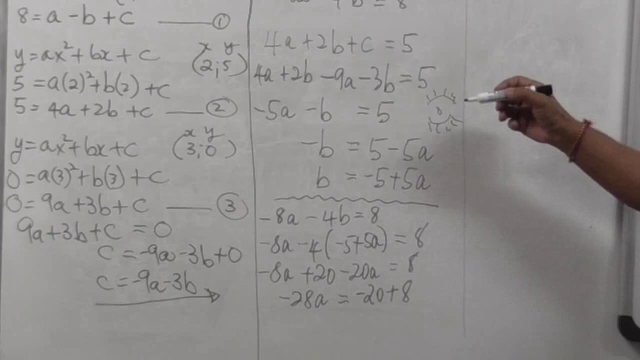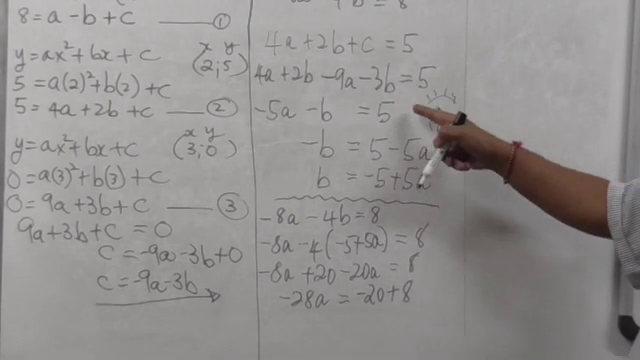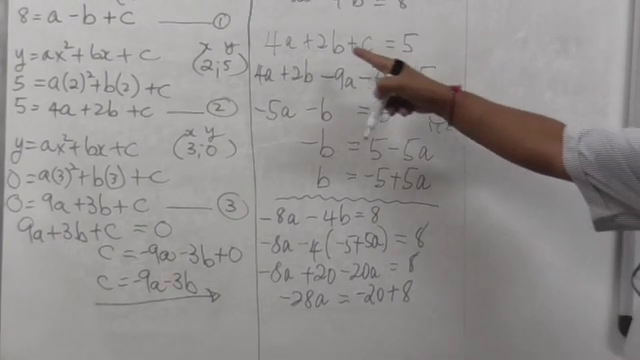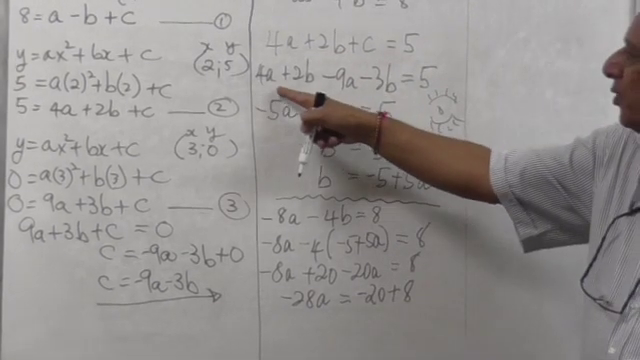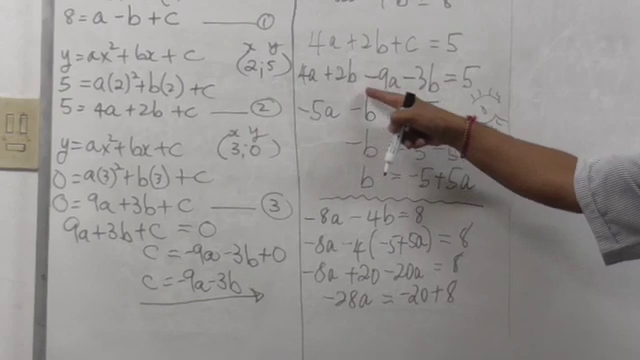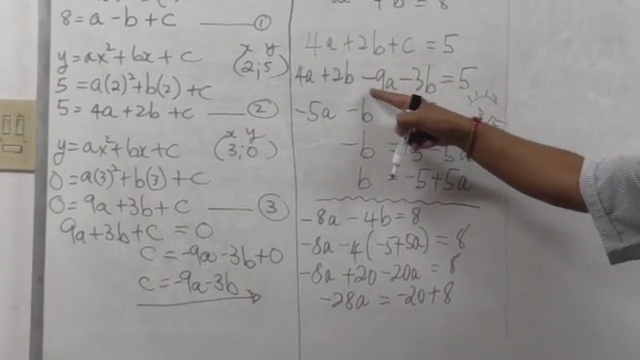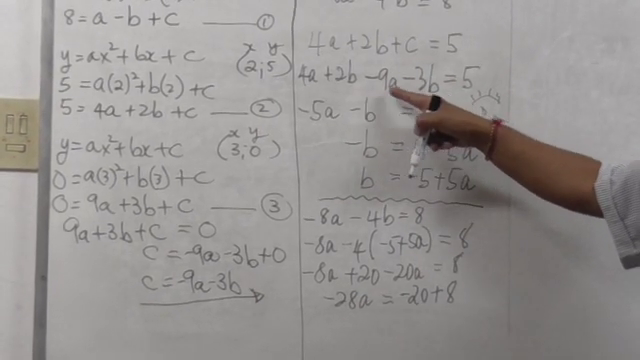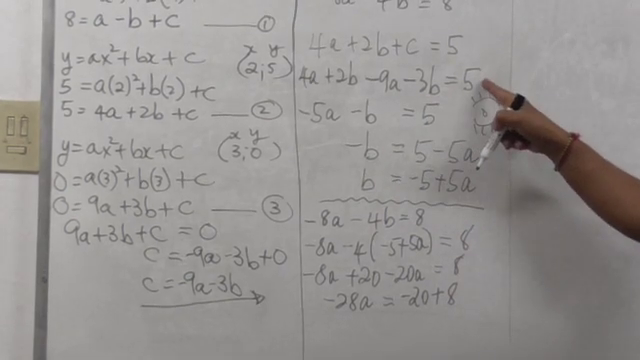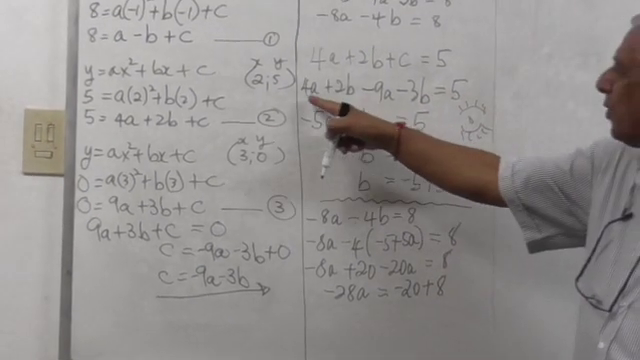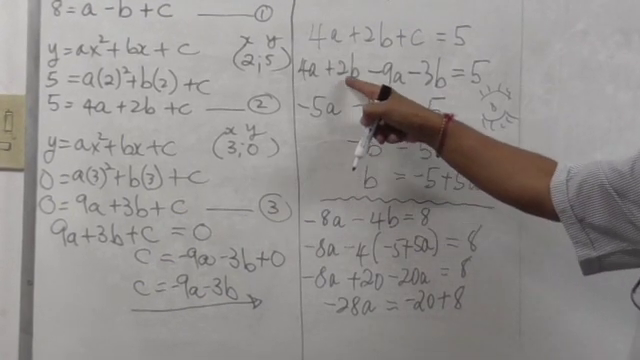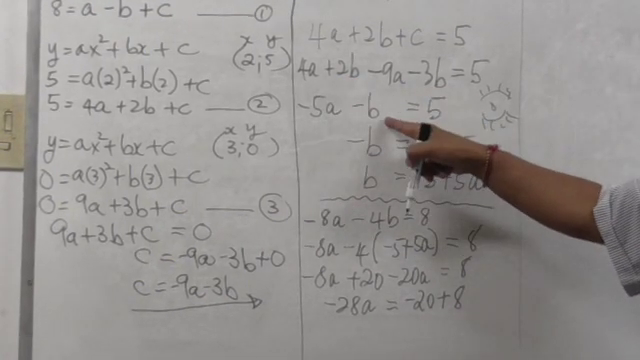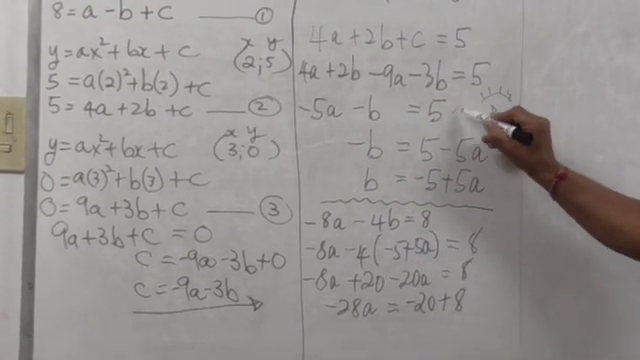Alright, let's go back. There's a little mistake here. So we got 4a plus 2b plus c is equal to 5. 4a plus 2b, we substitute for c, it's minus 9a minus 3b is equal to 5. 4a minus 9a is minus 5a. 2b minus 3b is minus b. And this is 5. Up to here, everything is correct.